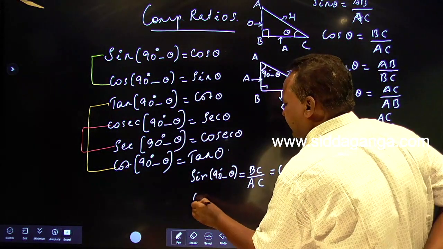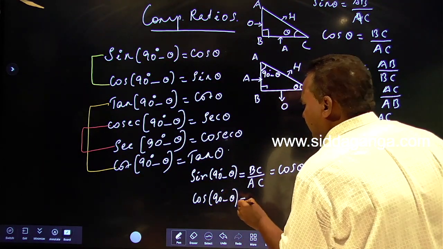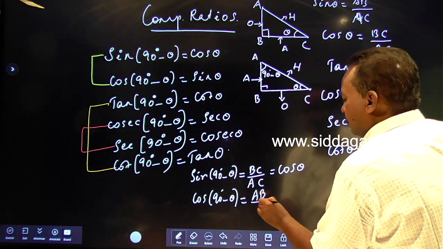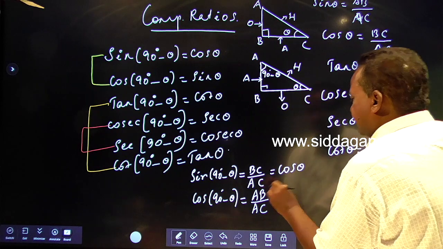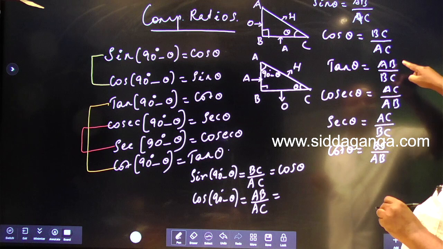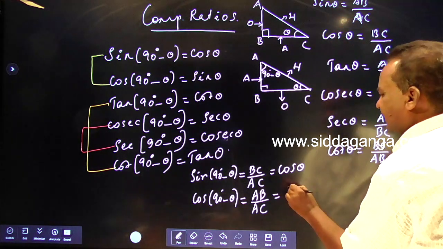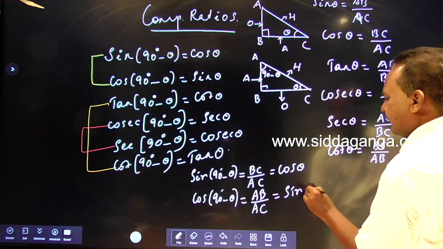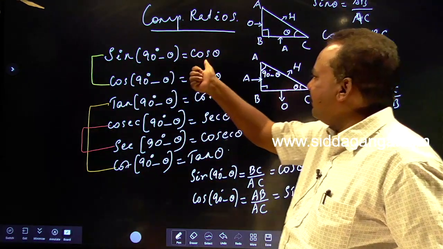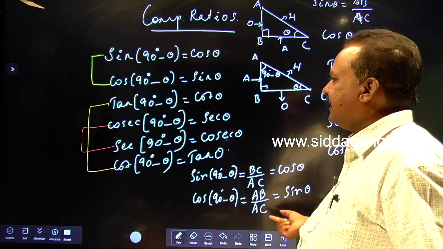What is cos of 90 minus theta from the same triangle? Adjacent is AB, hypotenuse is AC. But what is AB by AC from this triangle? AB by AC, that is nothing but sin theta. So that is why sin of 90 minus theta is cos theta, cos of 90 minus theta is sin theta.